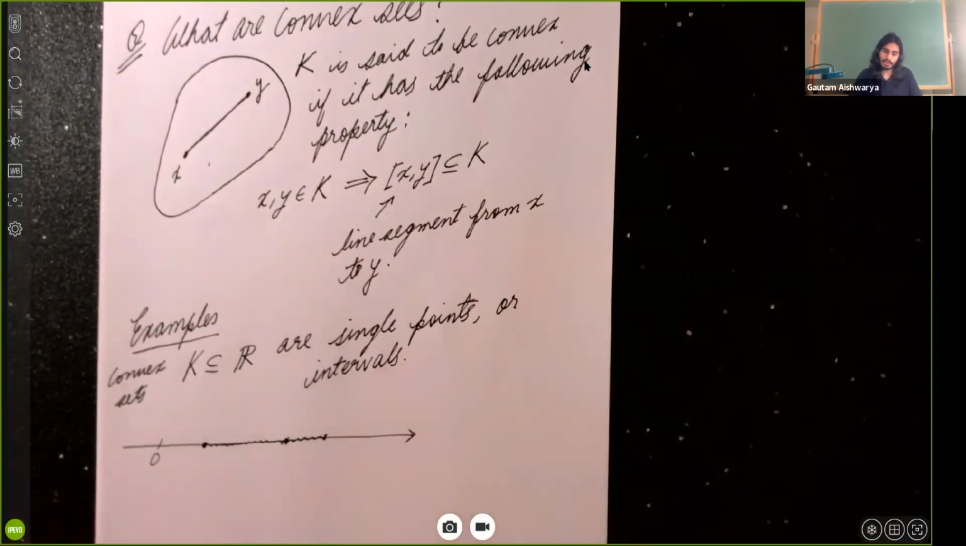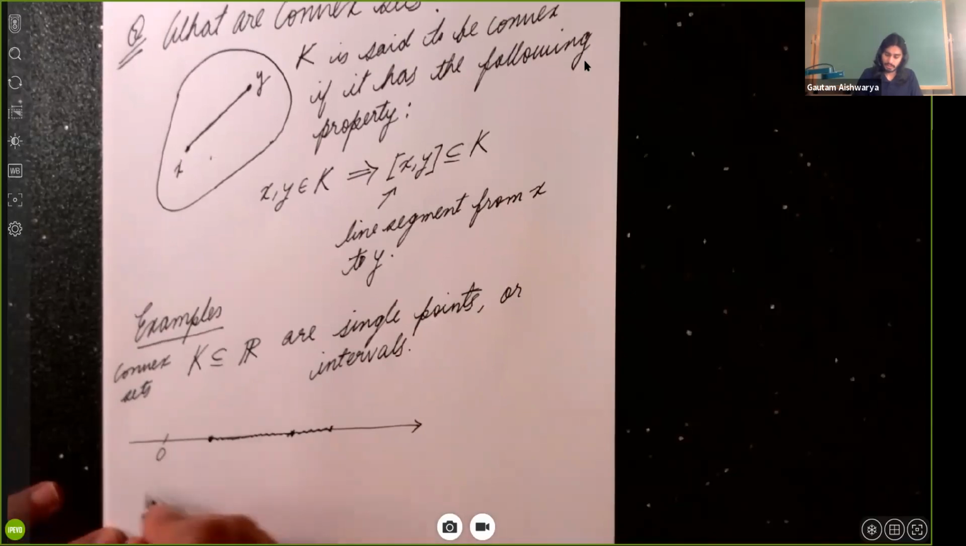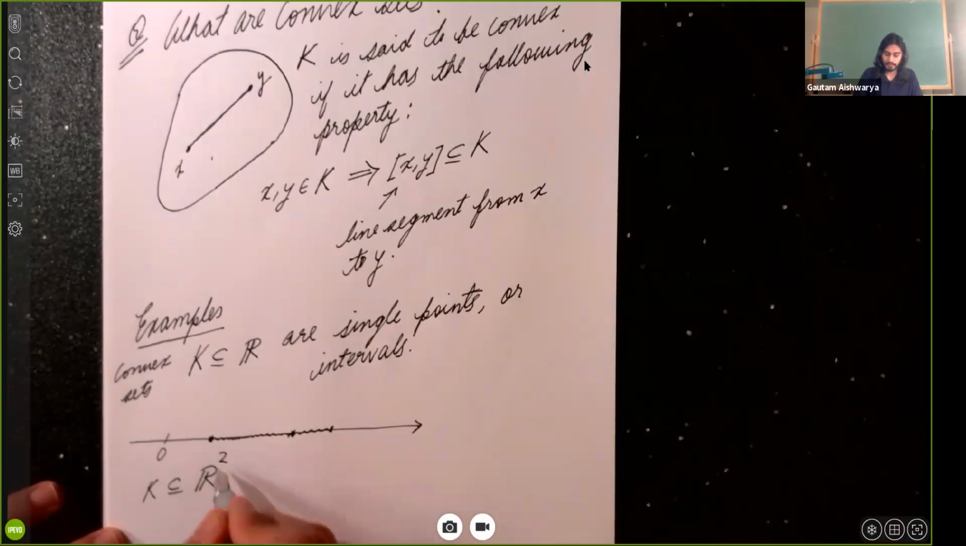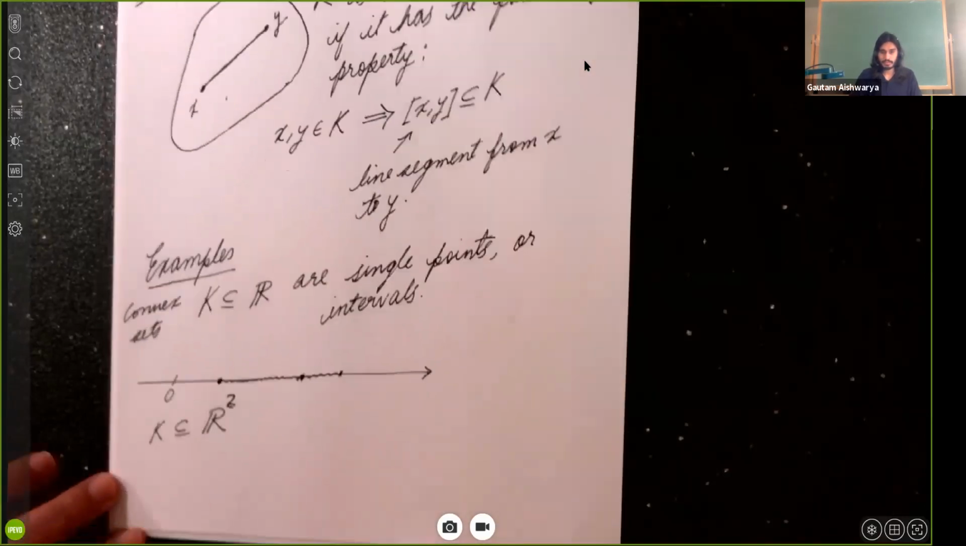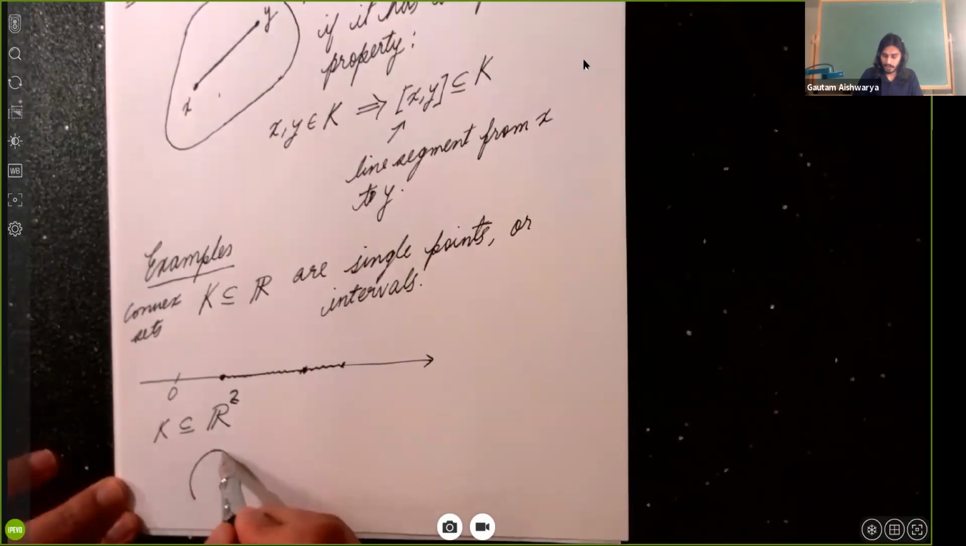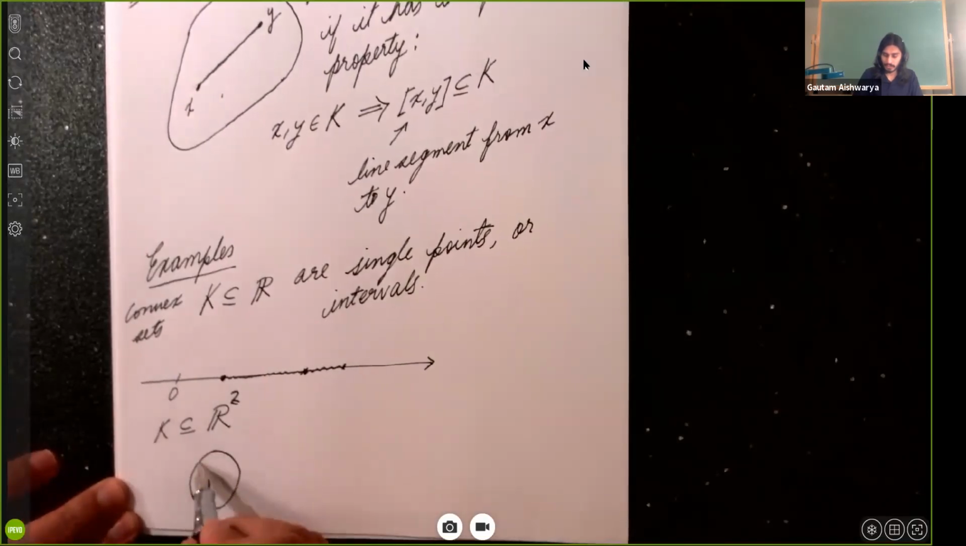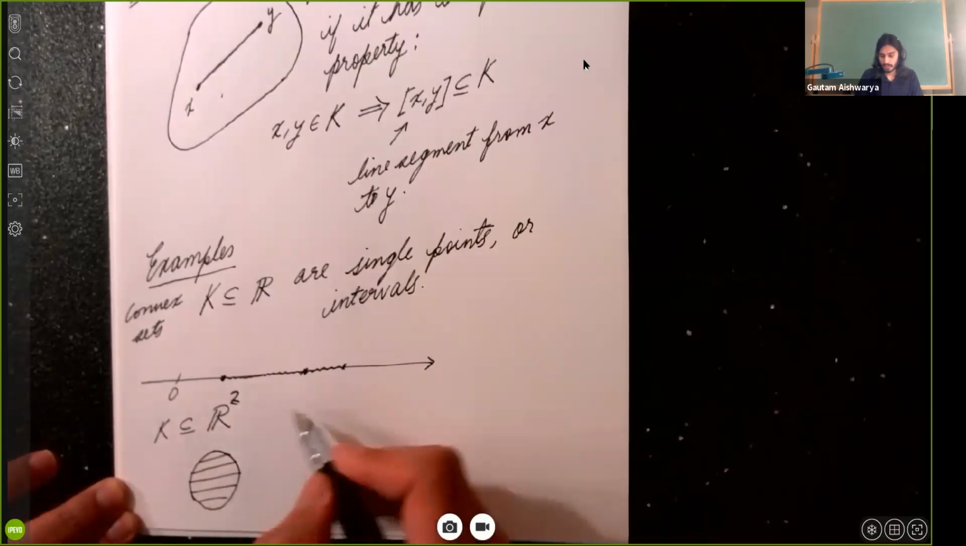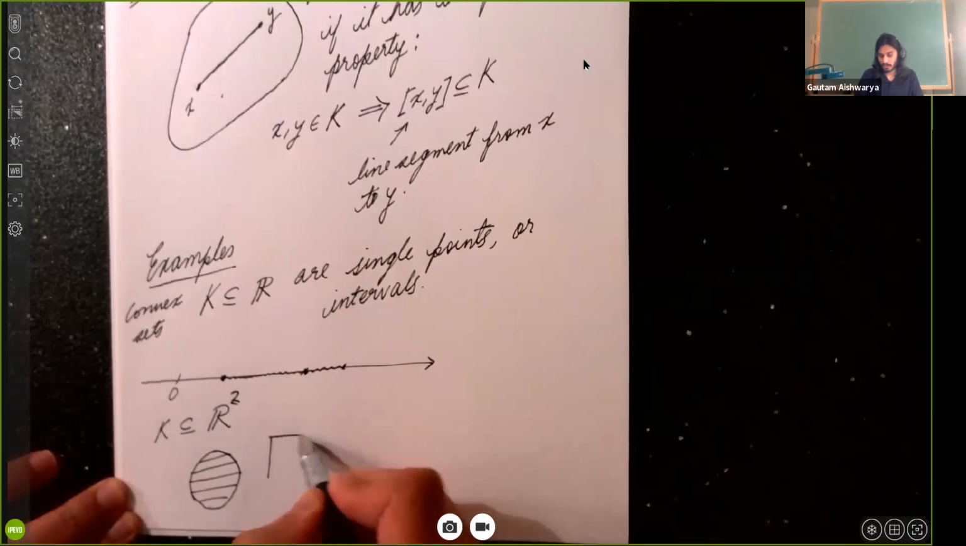They have a fairly simple structure on the real line, but as you go up in dimension, you have a variety of convex sets. They can be very different. For example, what I had drawn over here is a convex set in two dimensions. If you take a disk, a disk is convex. You take a square, that is convex.